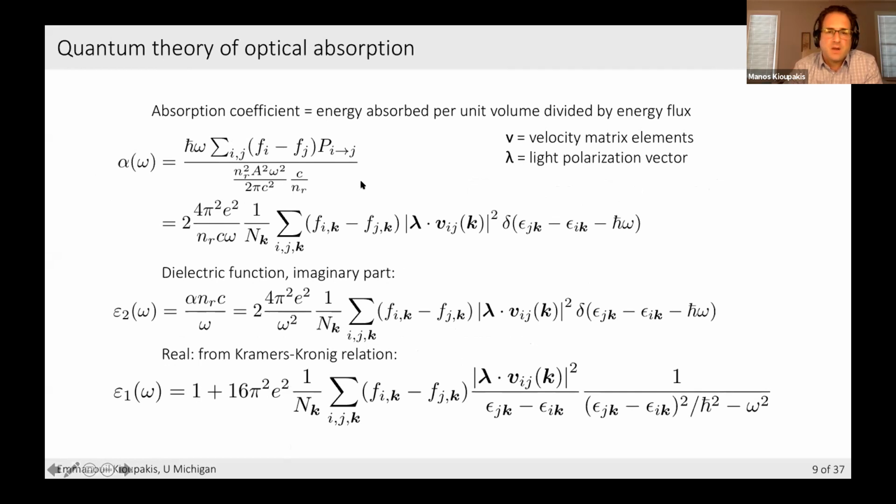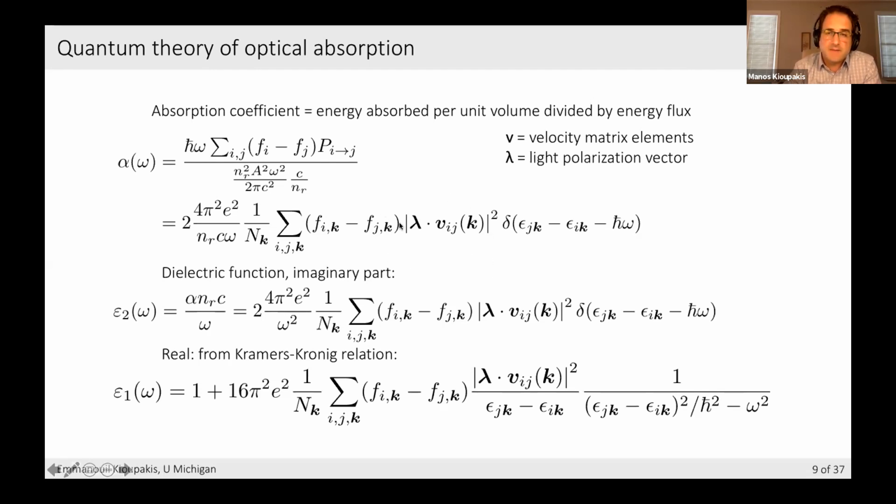Okay. All right. So we do the math, we plug in our equations, and here's what we find. The A fields cancel out, and what you're left with is a factor of 2 for spin, 4 pi squared, the charge squared, the refractive index, the speed of light, and the frequency of your photon omega, 1 over the number of points you use to sample the Brillouin zone, and the difference of occupation numbers here ensures that you go from an occupied state to an empty state. You know, if both states are empty, of course, you have no absorption. If both are occupied, you don't have absorption due to Pauli exclusion.